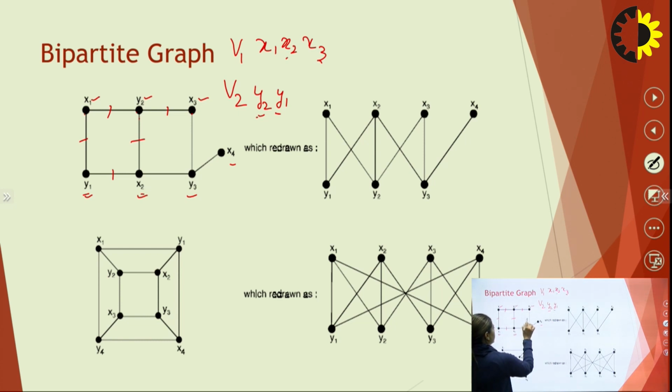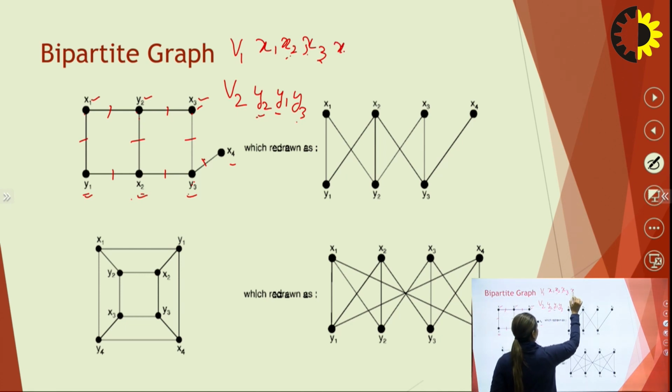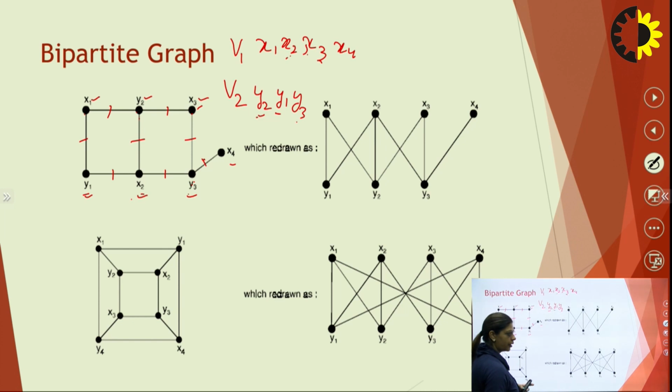Now let's consider this edge, x3 and y3. x3 is here, so now y3 should be here, right? This edge, x2 and y3: x2 is in V1 and y3 is in V2. This is true, so this is okay. This edge is left, y3 and x4. y3 is in V2, so x4 should be in V1. So we are able to partition the set of vertices here. So this is a bipartite graph.